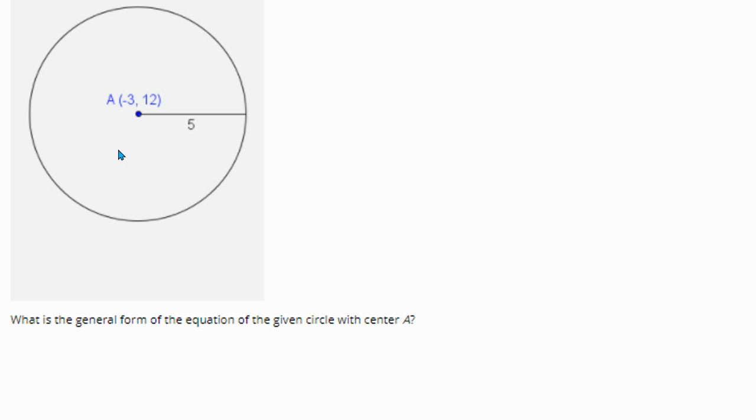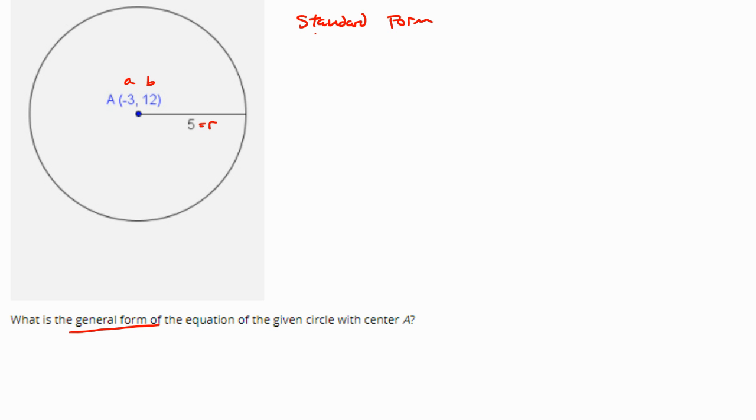Next. What is the general form of the equation of the given circle with center A? Okay, this is actually the first time I've done this type of problem with you. They want us to state the general form, not the standard form. So it's important that you know the difference. We can write the standard form very fast from this. We have A, we have B, and 5 is R. So let's plug it in and see what we get for standard form.